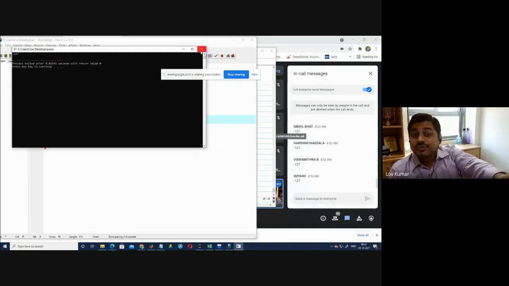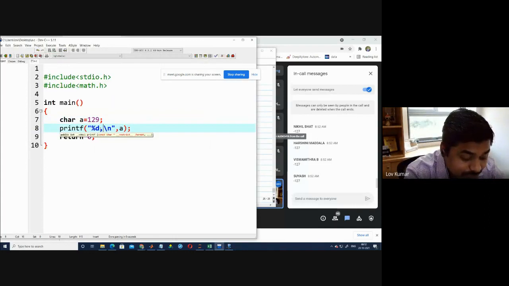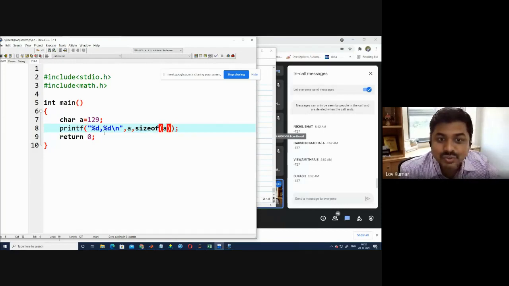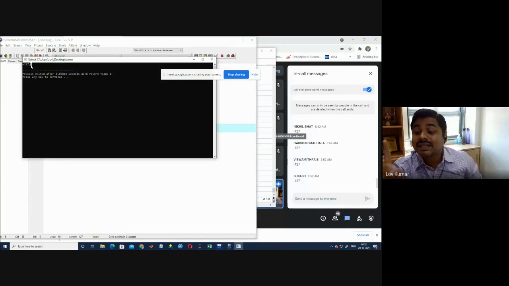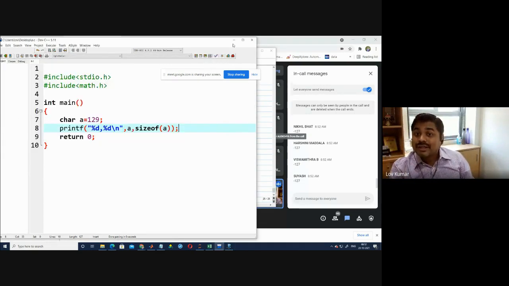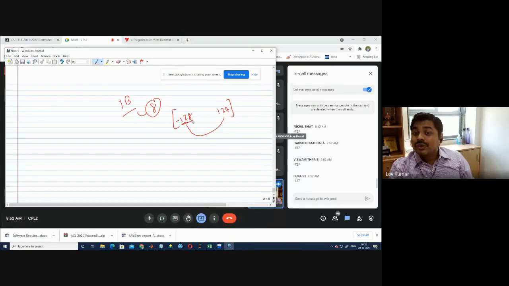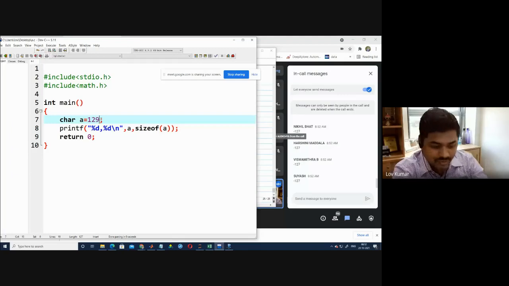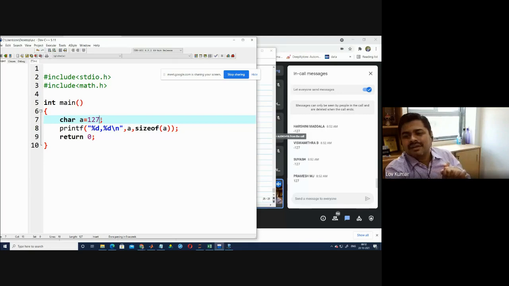If we are going to check, just you can see percentile D, and we are printing the size of A. Just you can see what value it is printing. It is printing 1 byte. It is taking 1 byte of memory to store the value of A. And if it is taking 1 byte of memory, what is the minimum value it will store? Minus 128. What is the maximum value to store? 127. If you are giving 127, what value will it print? Anyone? 127. Just you can see.